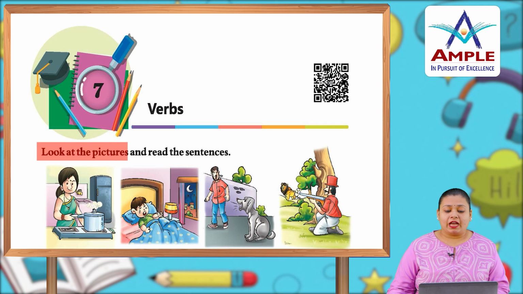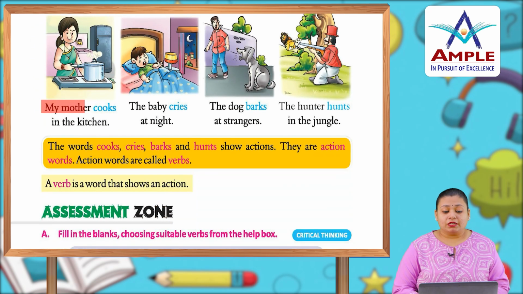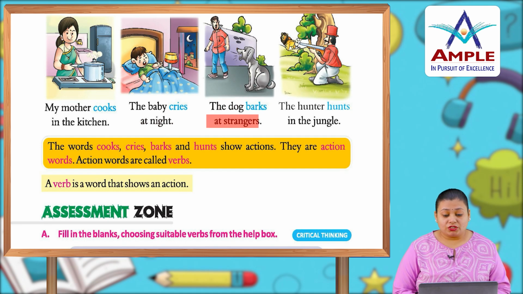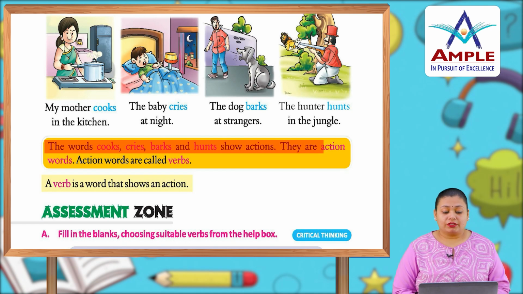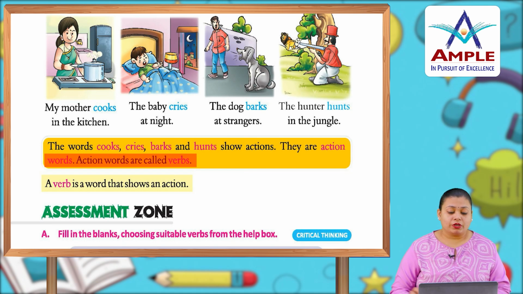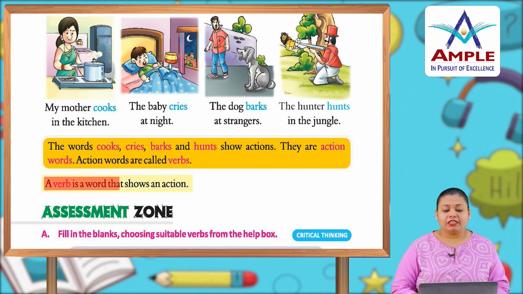Look at the pictures and read the sentence. My mother cooks in the kitchen. The baby cries at night. The dog barks at strangers. The hunter hunts in the jungle. So in all these sentences, you can see the words cooks, cries, barks and hunts show action. They are action words, and action words are called verbs. Now, a verb is a word that shows an action.